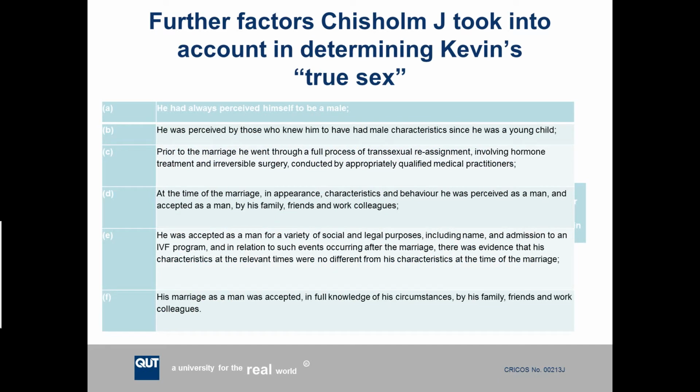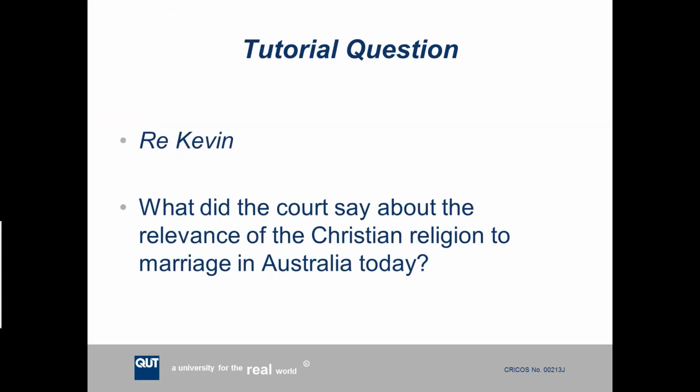Now in this case, Justice Chisholm of the Family Court took the view that the approach in Corbett was not the approach to be taken in Australian law. He took a far wider understanding of gender and also took into account psychological factors: that Kevin had always perceived himself to be female, and at the time of the marriage perceived himself to be female, and that he had the appearance and characteristics and was recognised by family and colleagues as a male.